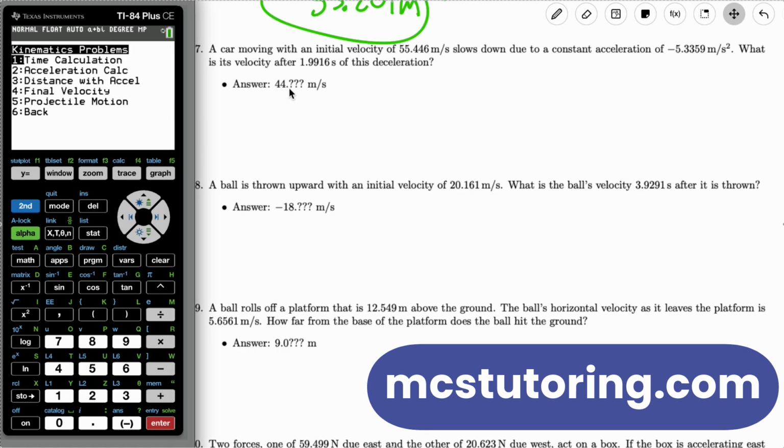A car moving with initial velocity of 55.446 meters per second slows down with a constant acceleration of negative 5.3359 meters per second squared. What's its velocity after this deceleration? So it wants to know its final velocity, which is option 4 here. So initial velocity, that's 55.446. Acceleration. It's a deceleration, by the way. It's negative. So look, this is the negative symbol here. Negative key below the 3.